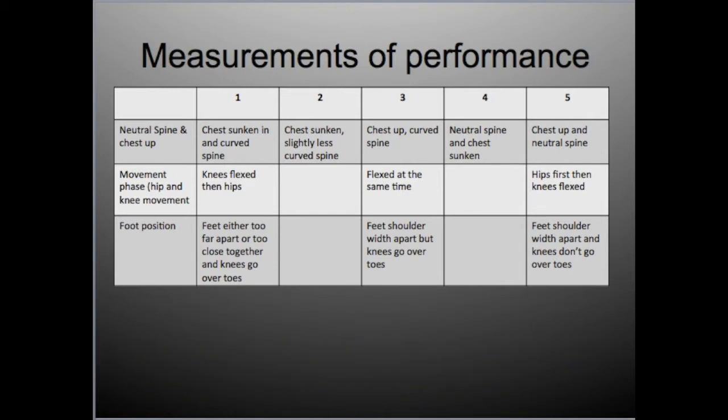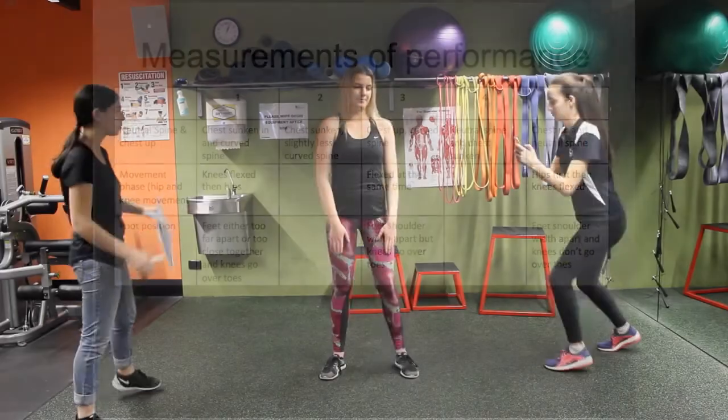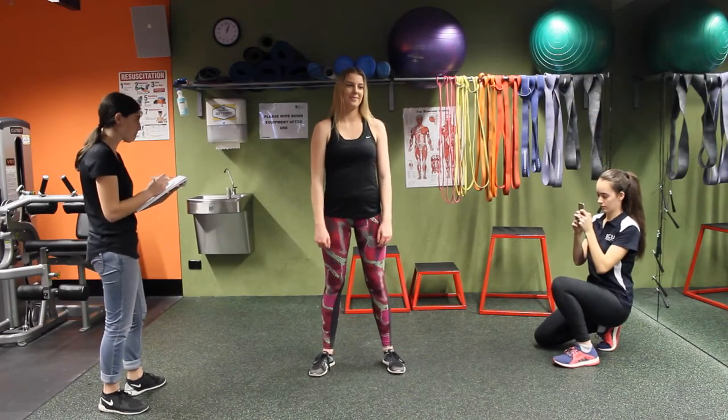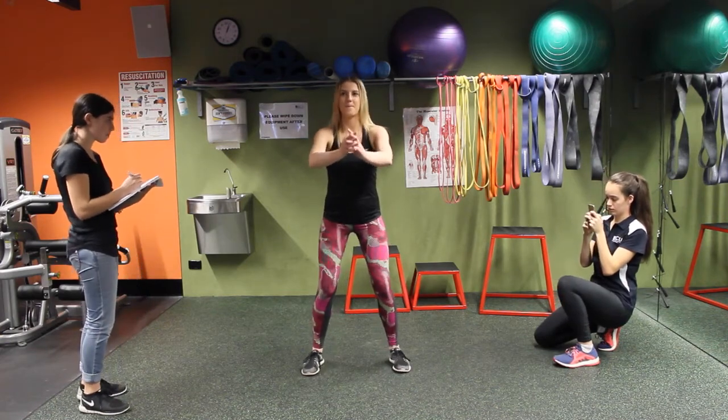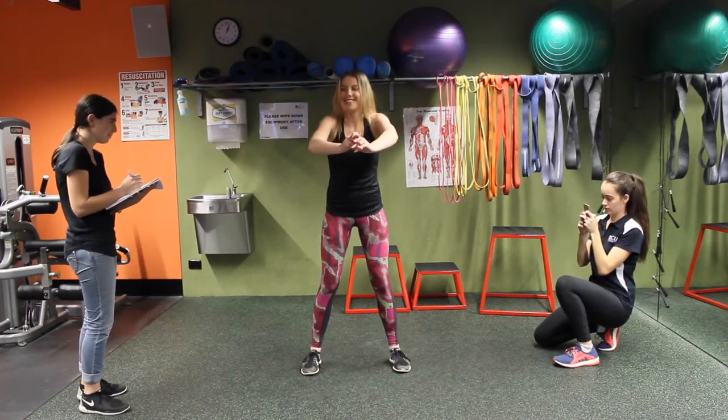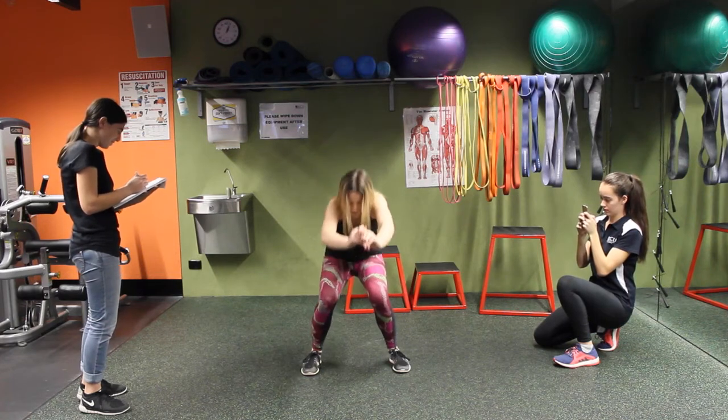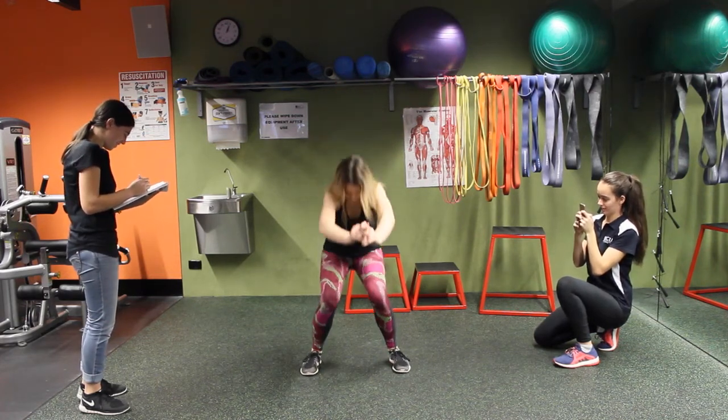The criteria should be used 1 week after the program as a retention test to see whether the novice has learnt the skill well. Based on this measurement of performance of a novice, we can see that this novice is hunched over and not maintaining neutral spine. This novice would be ranked 1 for neutral spine and chest up.